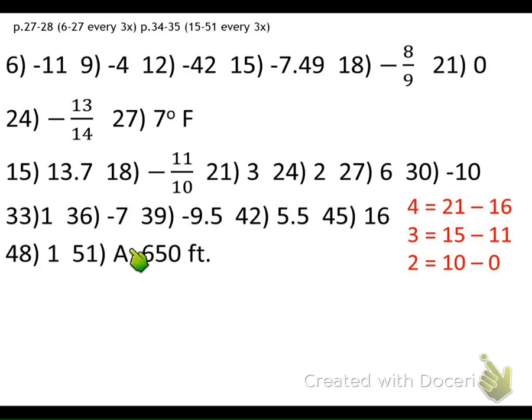On 51, that's not two answers, it's just one answer, but that's A as the multiple choice answer or 650 as the written answer. If you don't have feet, that's okay, it's not a big deal. Here there's an improper fraction. If someone wrote it as a mixed number, -1 and 1/10, that's okay. I just prefer improper, but if you wrote it as a mixed number, that's fine.